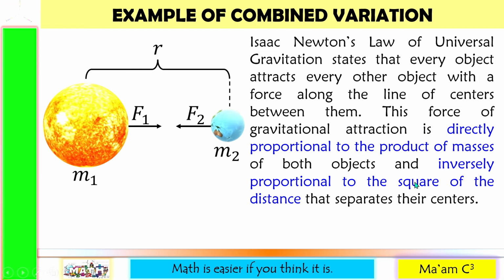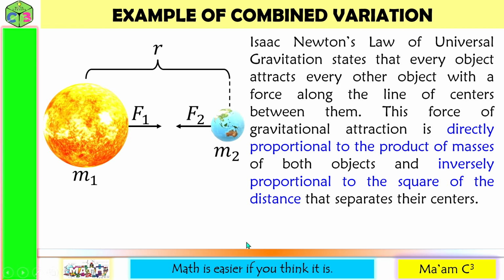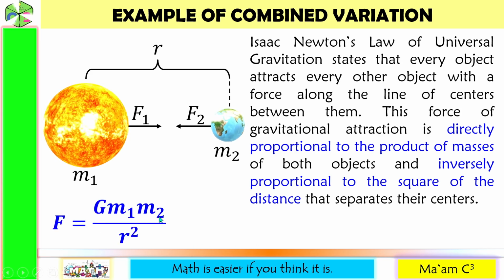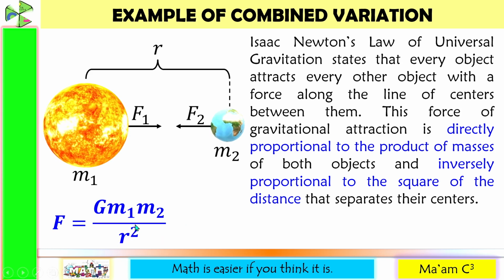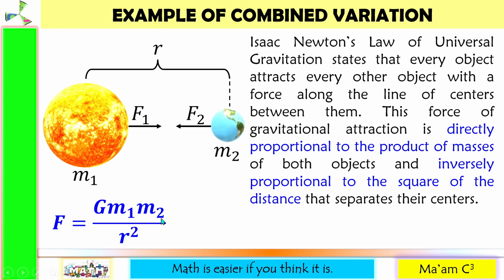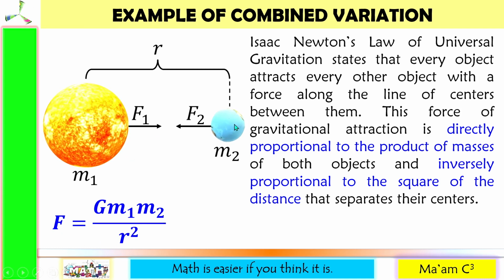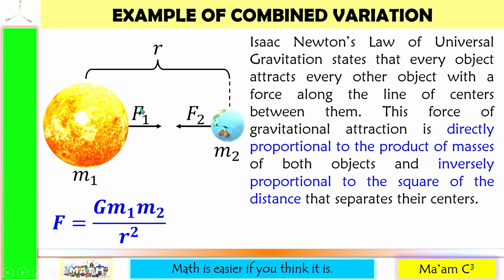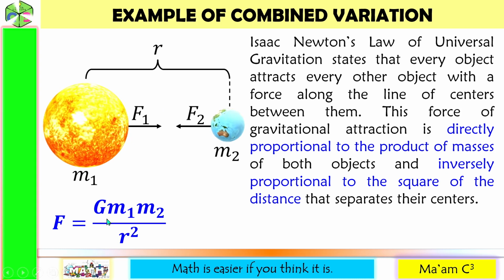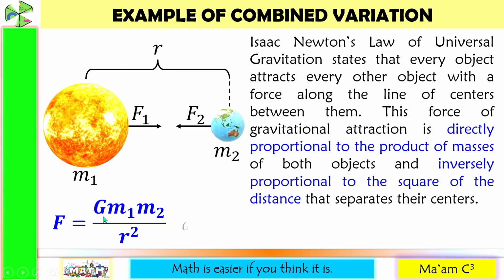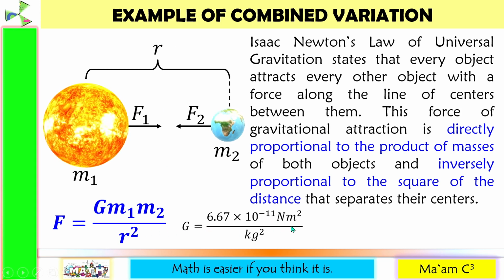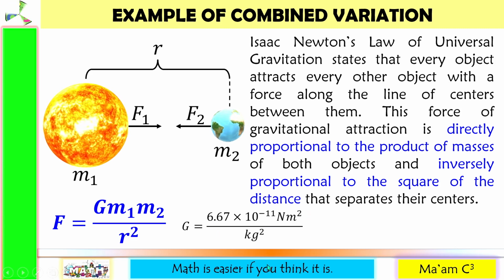To convert this statement into an equation, this will become F is equal to G times m sub 1 times m sub 2 all over r squared. F here is the gravitational force. M sub 1 and m sub 2 are the masses of two objects. R here is the distance between their centers. And G here that serves as our K is the universal gravitational constant, which is equal to 6.67 times 10 raised to negative 11 Newton meter squared over kilogram squared.